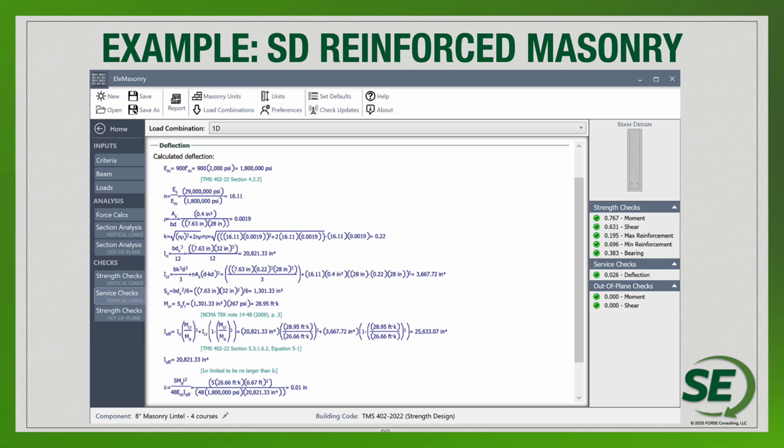So again, a lot of different options. We need to look at the analysis options to actually see what the forces are before we actually get into the strength and serviceability checks. But you can see we have some nice tools to be able to do that for strength design for masonry lintels.